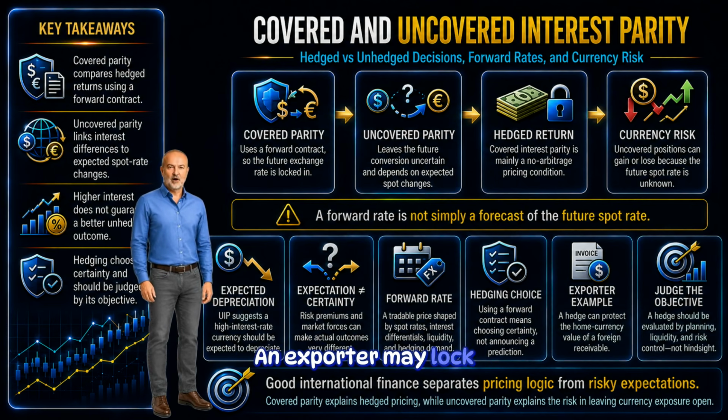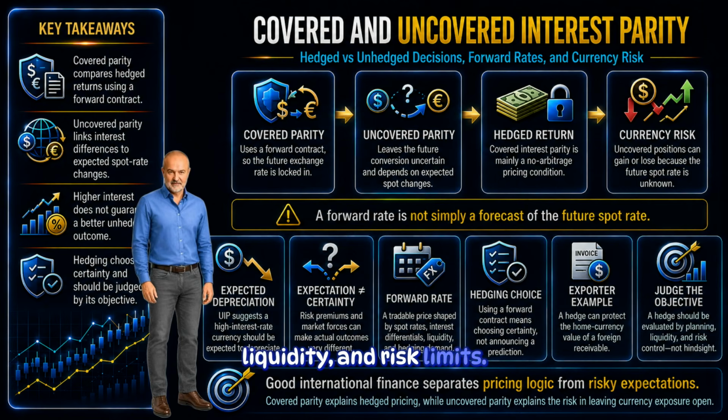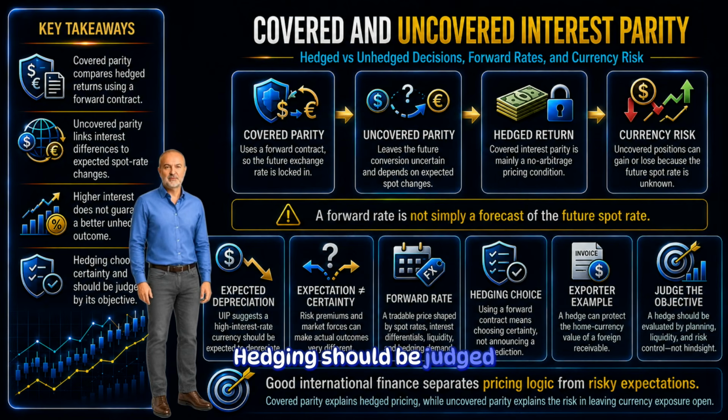An exporter may lock in the home currency value of a foreign receivable. If the foreign currency later strengthens, the firm gives up that upside, yet the hedge may still have been sound because it protected planning, liquidity, and risk limits. Hedging should be judged by its objective, not by hindsight.